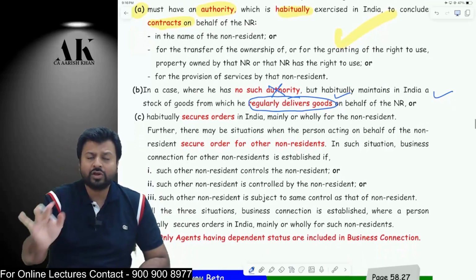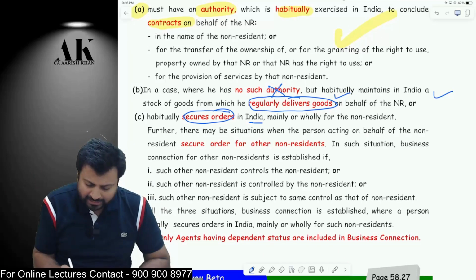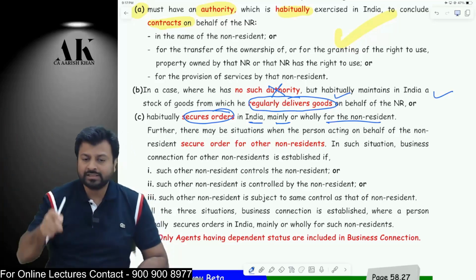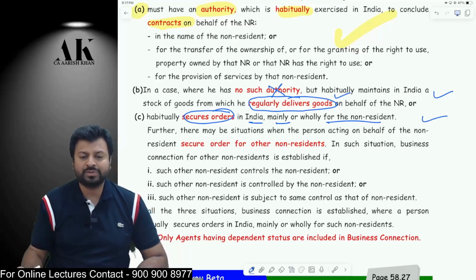Third one, he does not have any authority, he does not deliver goods also, but he only secures orders in India, mainly and only for the non-resident. He only secures orders for the master. If he secures orders in India, then that is also deemed to accrue or arise in India. That also amounts to business connection in India.